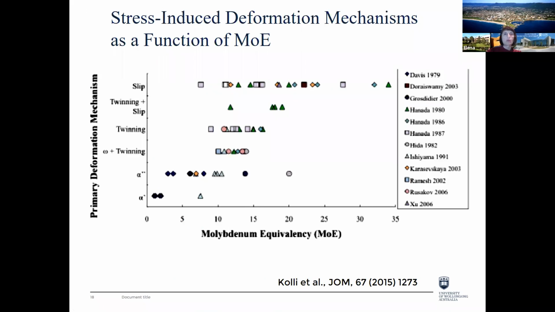This is just a summary done in a review by Coley, which shows which mechanisms were experimentally detected in a variety of alloys as a function of molybdenum equivalent. At very low levels of molybdenum equivalent, we have only martensite transformation happening. Then we have a range of intermediate values where we have martensite, twinning, and slip. And at very high levels, in very stable beta phase, only slip operates.